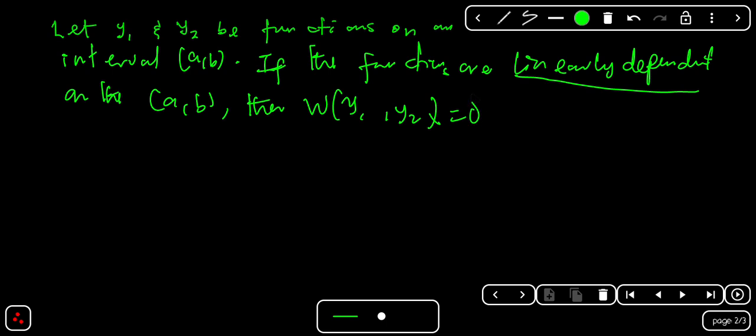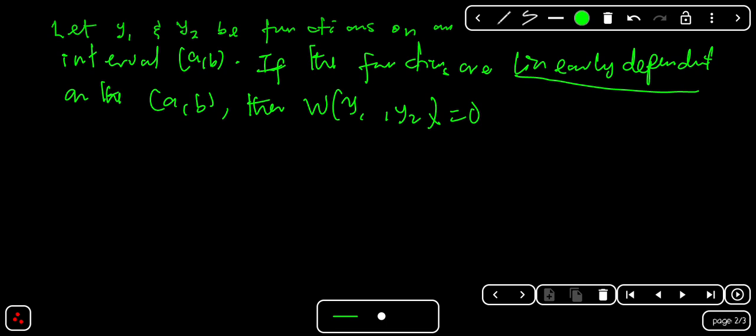Otherwise they will be linearly independent. That is, if the Wronskian of y1, y2 is not equal to 0 for at least one point in the given open interval, then the functions are linearly independent. Okay, that's vice versa.